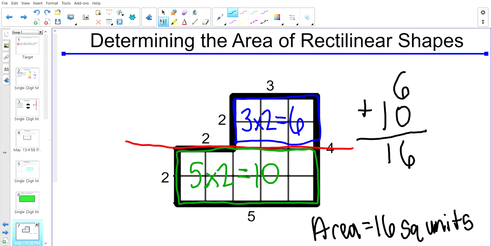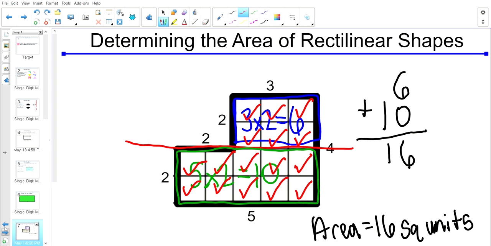On this rectilinear figure, I can see all of the square units inside of the rectangle. So, to double check my answer, I'm going to carefully count all of the squares. Please count with me. 1, 2, 3, 4, 5, 6, 7, 8, 9, 10, 11, 12, 13, 14, 15, 16. There are 16 squares inside of the entire rectilinear figure. So the area of this shape is 16 square units. Our answer was correct.